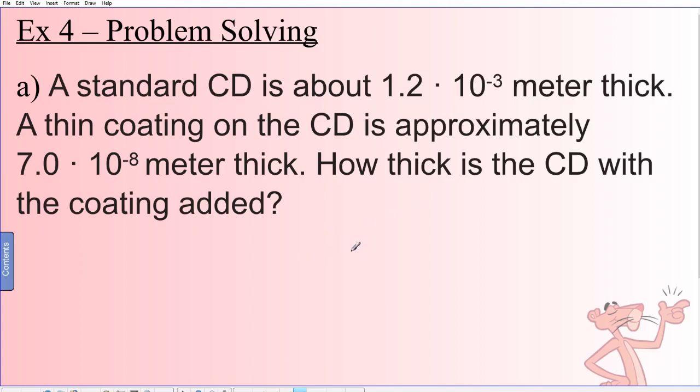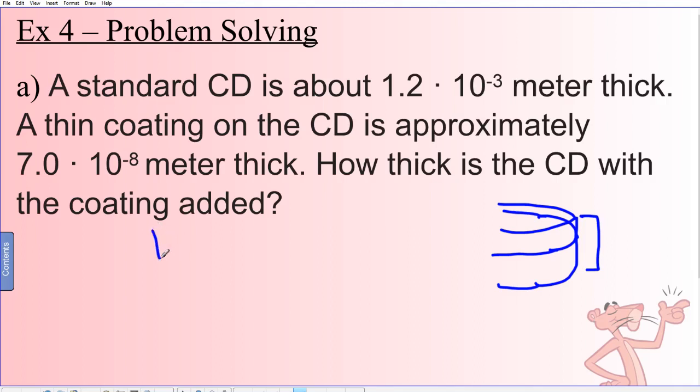So you have a CD. If I zoom in really far on a CD, there's just the edge of a CD. So you have your CD, and they put a little bit of a coating on the top of it just to make it a little bit thicker. And it wants to know how big is that coating. So we're going to add the two numbers together.